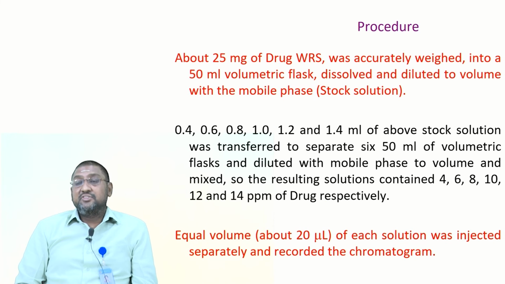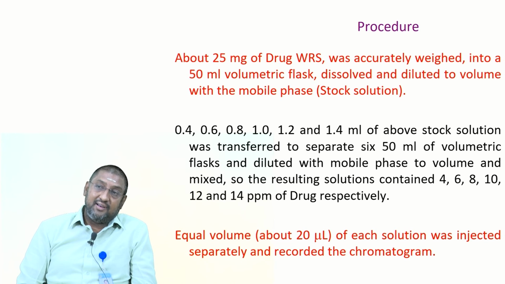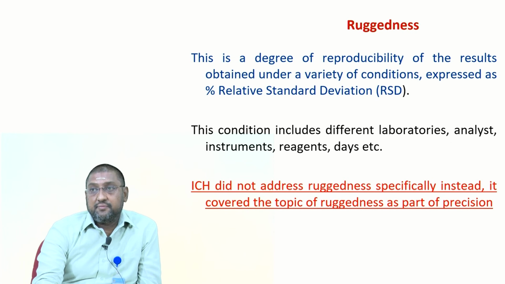So, next is the procedure. From the stock solution you spike the concentrations 0.4, 0.6, 0.8, 1, 1.2 and 1.4. You label them, then make up the volume to 50 ml using the mobile phase, then take the sample and inject it 6 times. From the 6 injections you take the average value. After taking the average, you plot the graph. After plotting the graph, if you join all the points and get a linear line, that is called linear. The lower and upper limits are called the range.